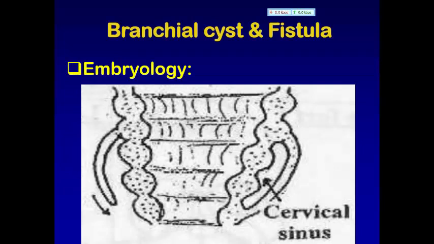Now I will talk about one of the also common pathologies that affect the neck, which is branchial cyst and fistula. Before we start to talk about this, we will start with the embryology of the neck. In the embryo, the neck starts to develop between the head and the developing heart. And during this development, there will be 5 ridges developing on each side of the neck called branchial arches.